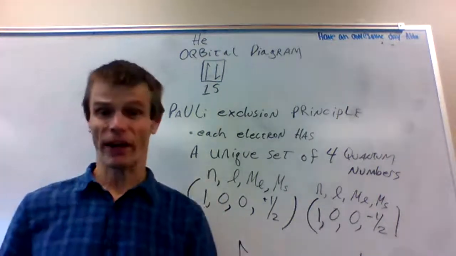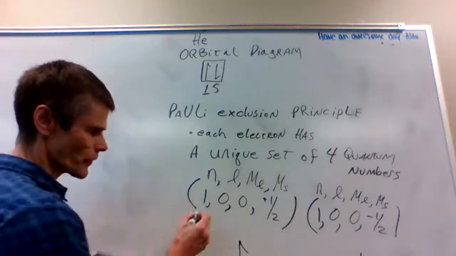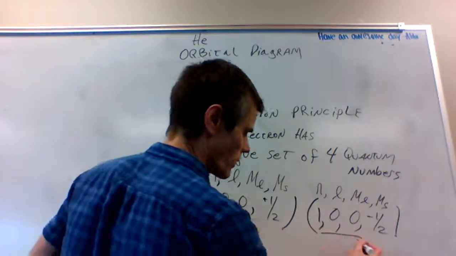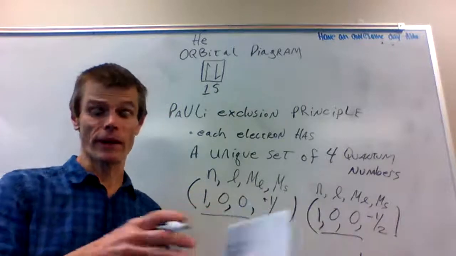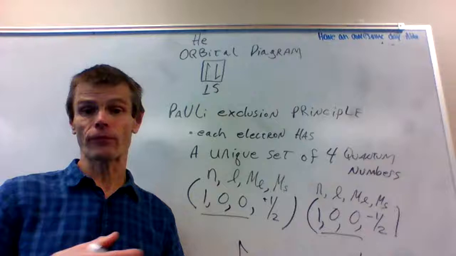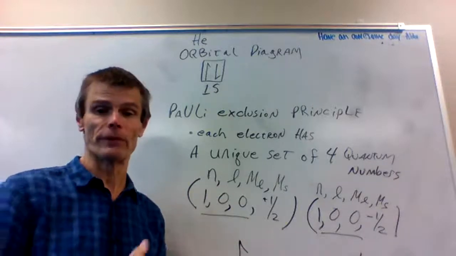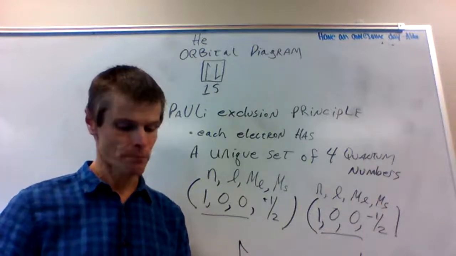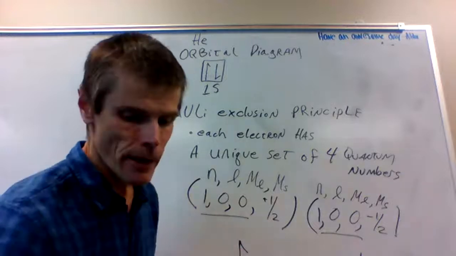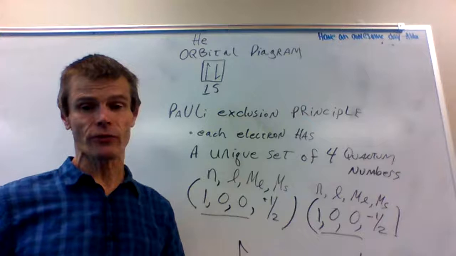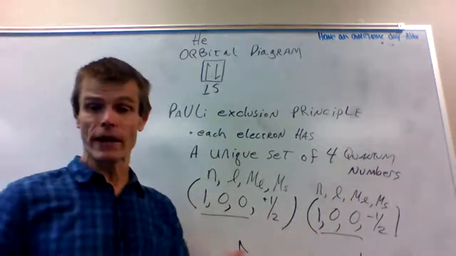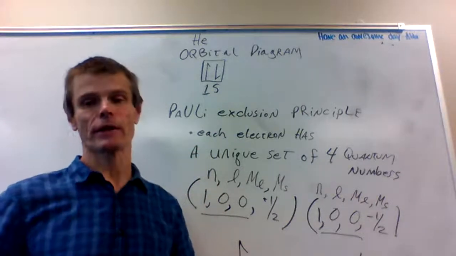Well, a unique set of 4 quantum numbers. The first 3 quantum numbers are identical. It's this 4th quantum number, the spin quantum number, that gives us a unique set of 4 quantum numbers for each individual electron. Very important. Now, besides the Pauli exclusion principle, there is evidence for why electrons have opposing spins, and it's due to stability.